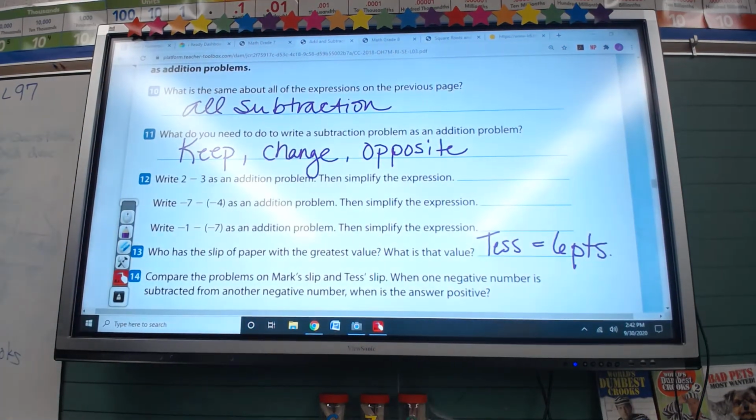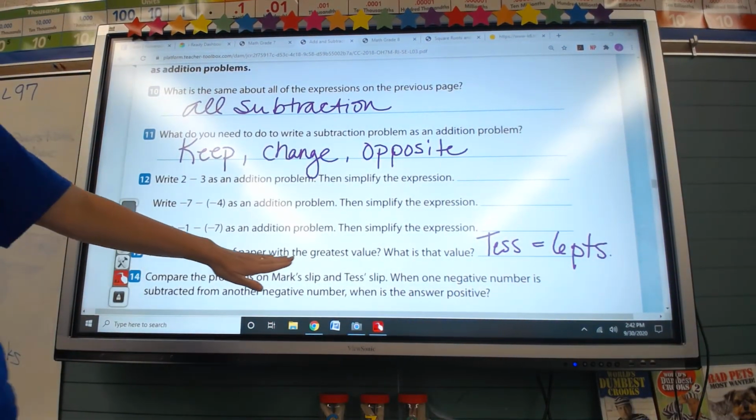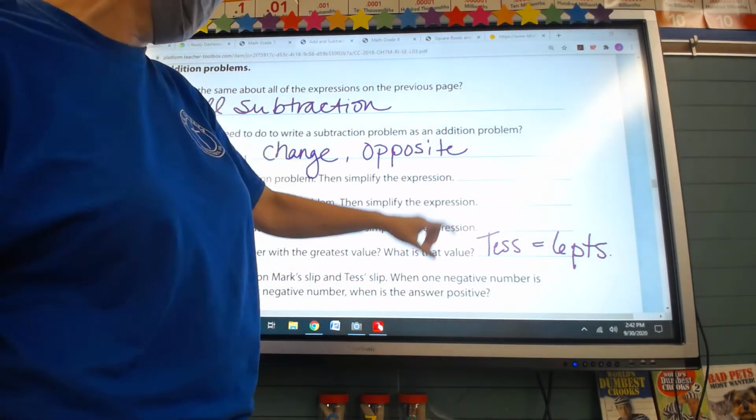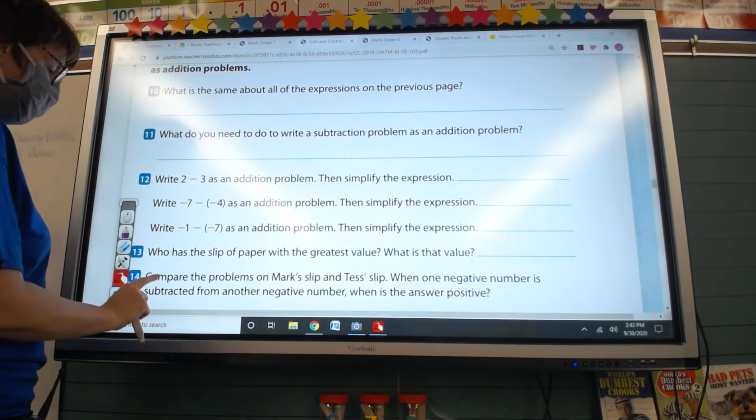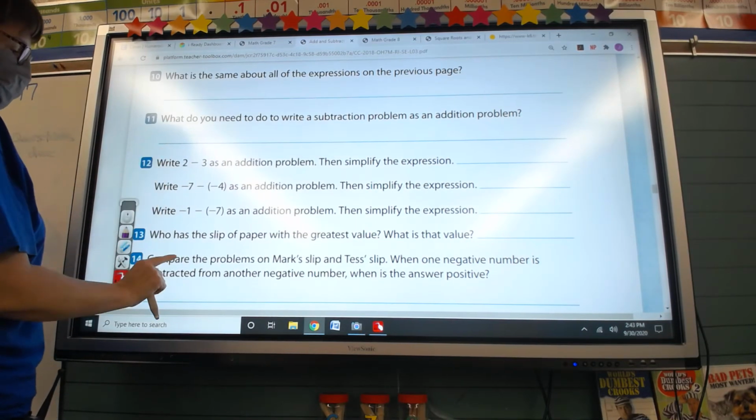I think you did that on the wrong line. Did I? Whose slip of paper has it? We already did these on the other page. Okay. Tess is the winner with 6 points. Okay, compare the problems on Mark and Tess's slip. Okay, I have to go back and look. Okay, Mark and Tess's slip. When a negative number is subtracted from another negative number, when is the answer positive? Oh my goodness, what? Okay, hang on.